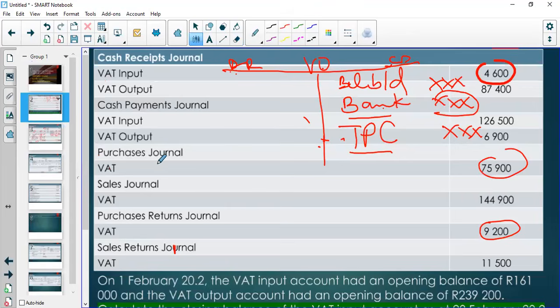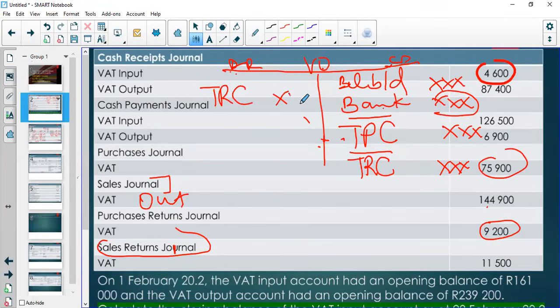So we are under VAT output. Then the sales journal will have VAT output. So that's your trade receivables control, right? Which is 144,900. Then we have sales returns journal, which is also trade receivables control, and it's a reversal like that. So basically that's how you construct this.